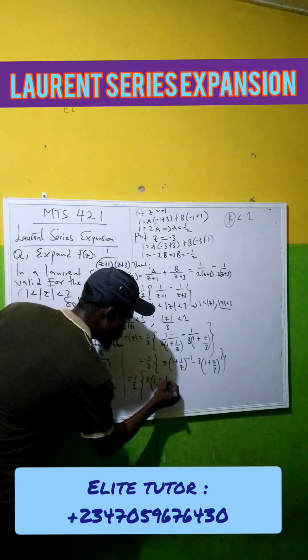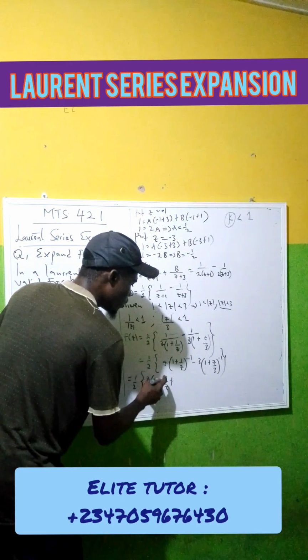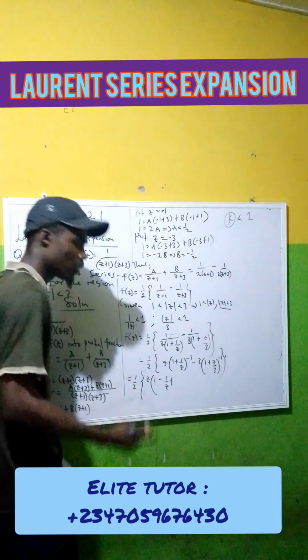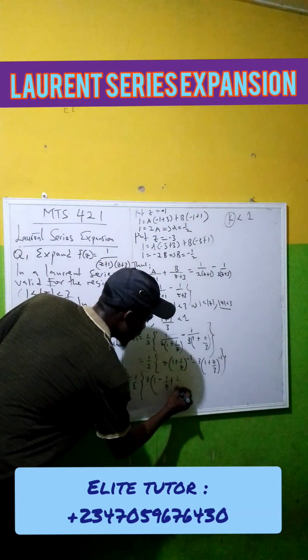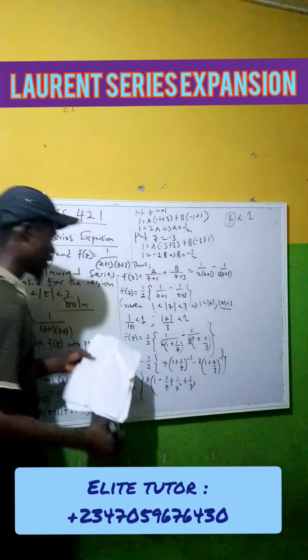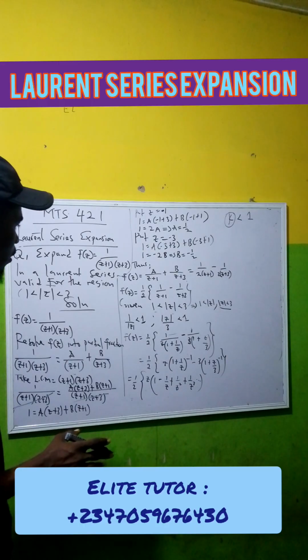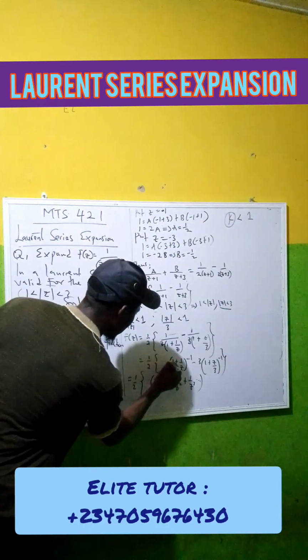So 1 minus 1 over z, then continuing plus minus 1 minus 1 over z, which is meant to be 1 squared, but 1 squared is still 1. Then continuing 1 over z squared plus 1 over z cubed. Alright, so I hope we don't have any mistake there. Oh, sorry. This one is going to be 1 over z.